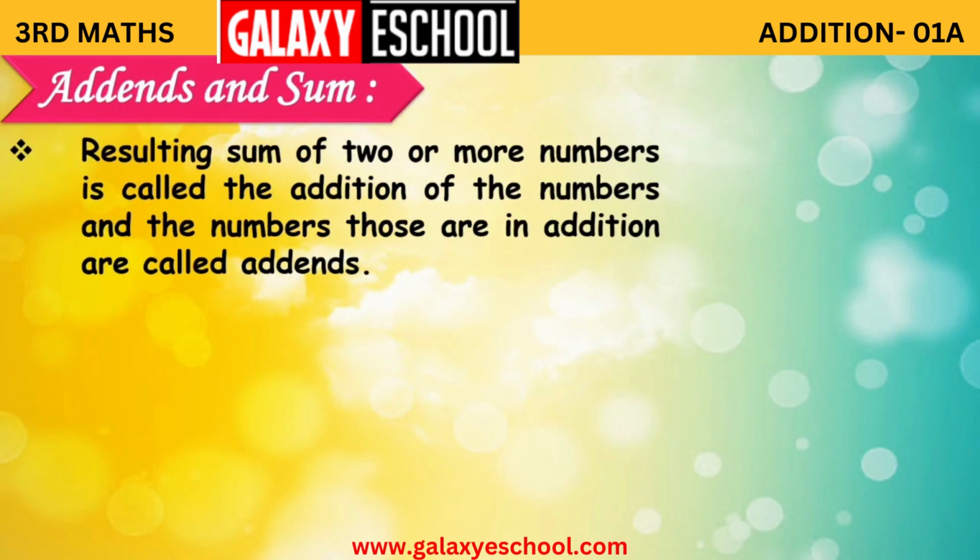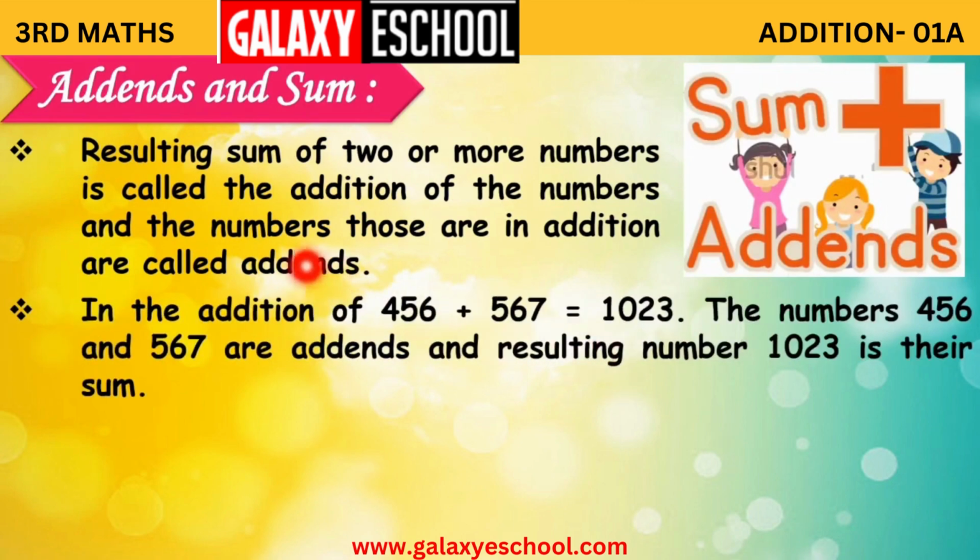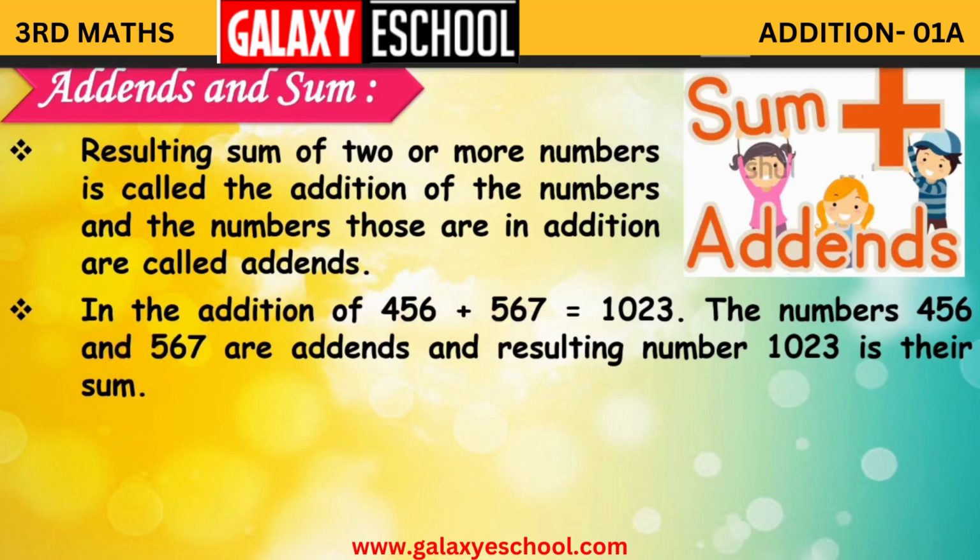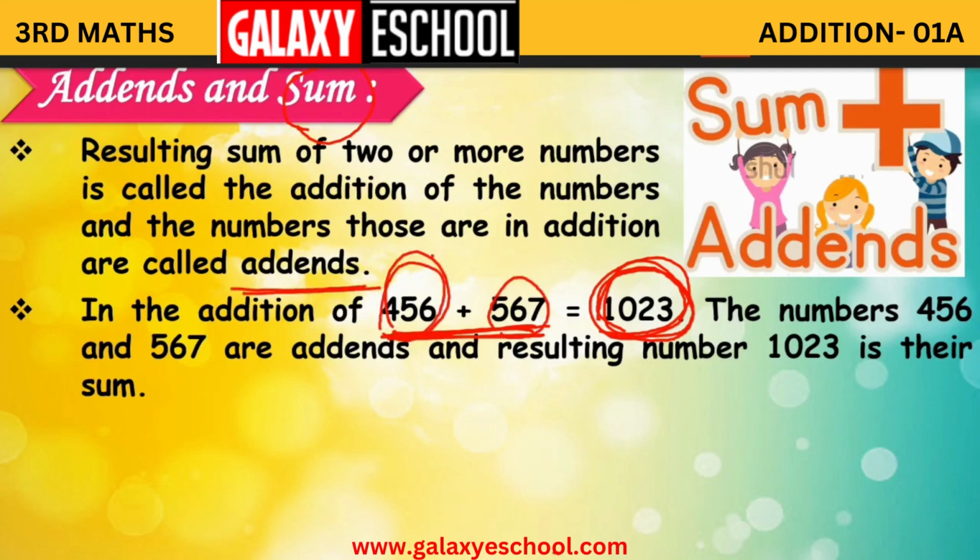Addends and sum. The resulting sum of two or more numbers is called the addition of numbers, and the numbers that are in addition are called addends. Okay, children, this is not anything difficult. What they are saying here is when we add two numbers, the result is called the sum. What is it called, children? Sum. Sum means nothing but the addition of two or more numbers, and these numbers which we have used become the addends.